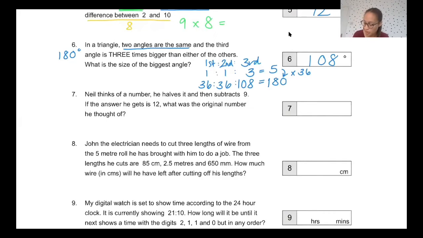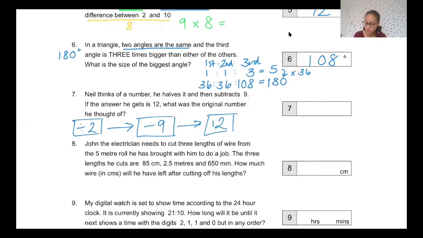I would recommend drawing a quick number machine. So Neil thinks of a number, he halves it, so I'll put divide by 2, that's the operation. He then subtracts 9, and the answer he gets is 12. So now all we have to do is work from the end and do everything backwards. So 12, I'll do plus 9, because I'm doing the opposite. 12 plus 9 is 21. 21 times 2 is 42. So the answer is 42.